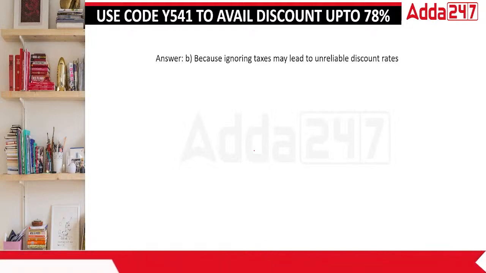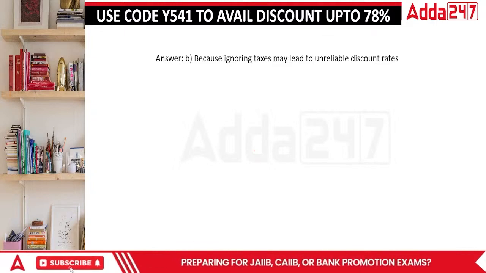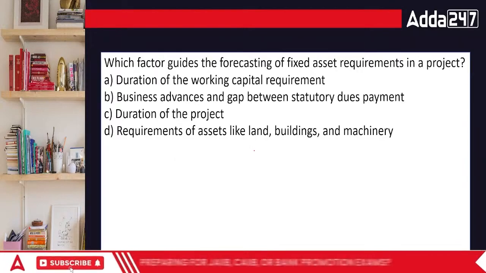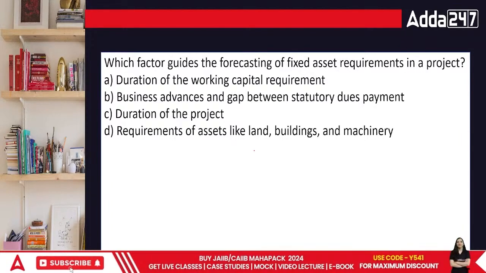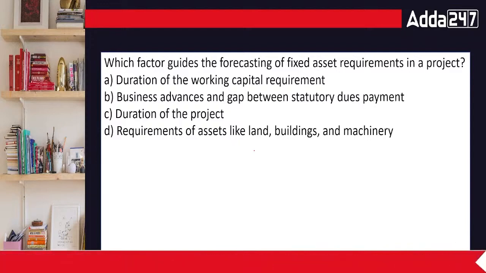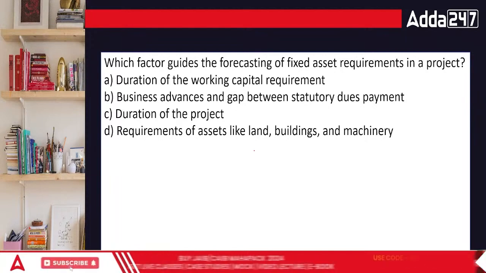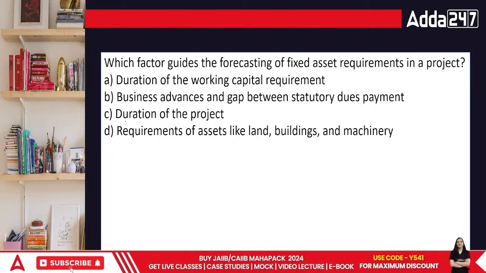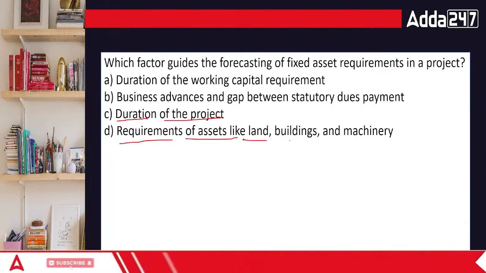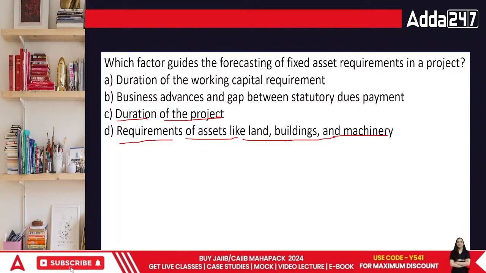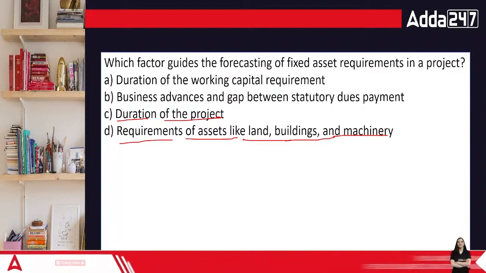Chaliye then, let's look at the next point. Which factor guides the forecasting of fixed assets required in a project? Duration of the working capital, business advances, and gap between statutory dues, or duration of the project, or requirements of assets like building, land, or machinery. If I go for the specific answer, what would it be, everyone?